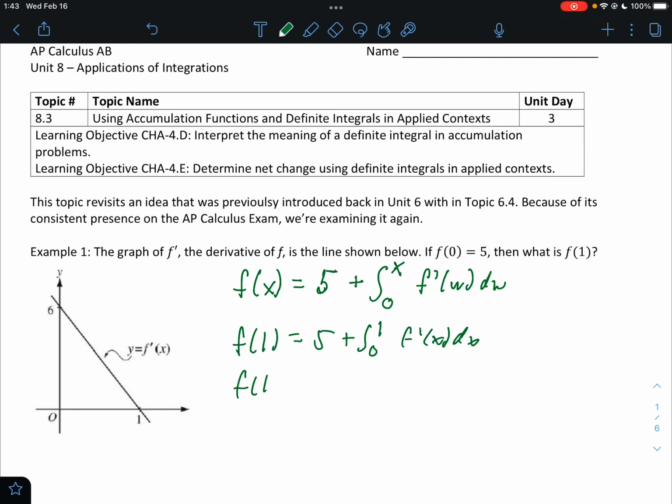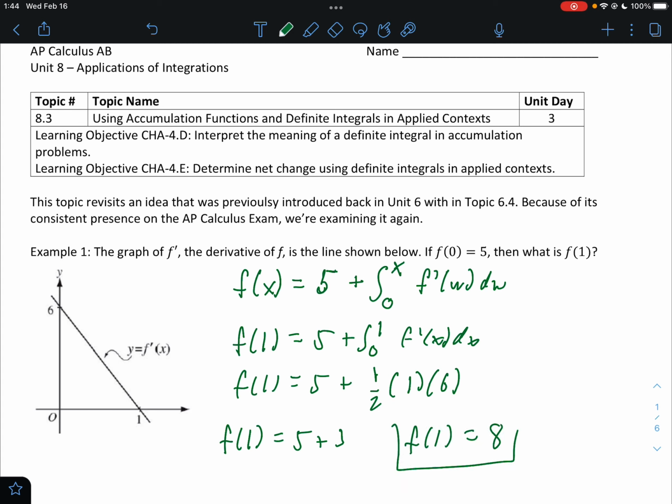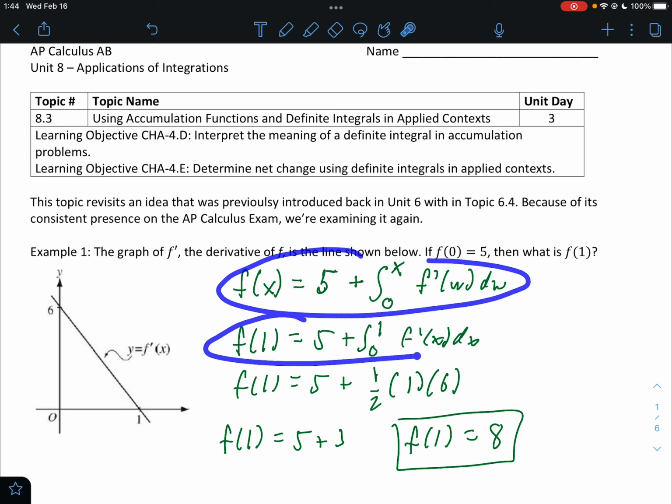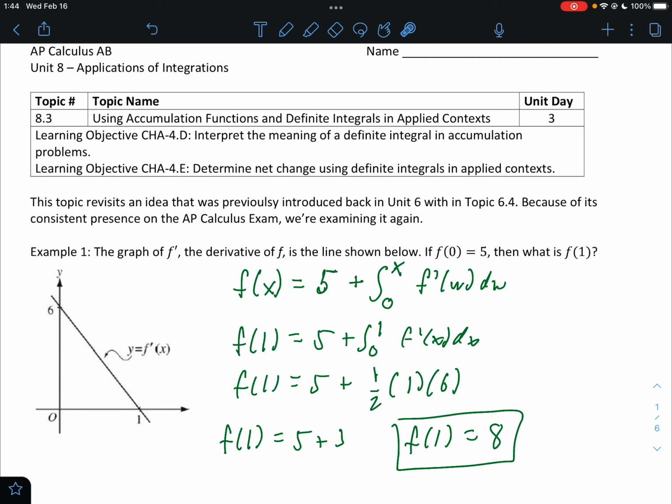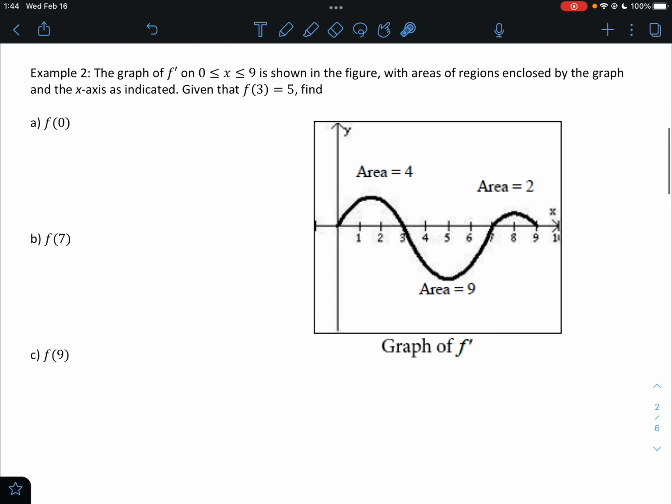And since we don't have a function for f prime, we can do this using geometry. So it's a triangle. So 1/2 base height, which would be 3. So f of 1 would equal 8. And this is, again, called an accumulation function because we're accumulating something. In this case, we're just accumulating space between our two y coordinates. Here's some practice with that.